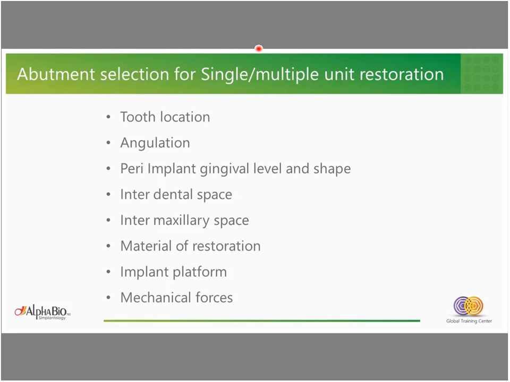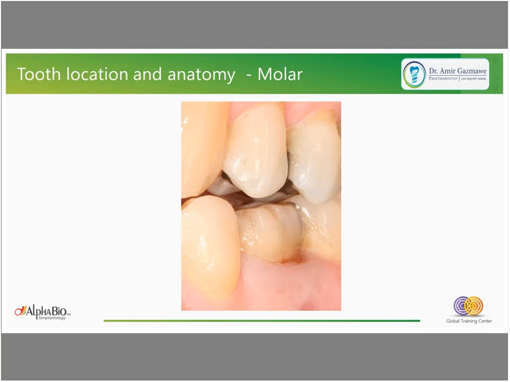The parameters that can influence the decision which abutment to use, mainly the tooth location, the angulation of the implant, the peri-implant gingival level and shape, the interdental space, the intermaxillary space, the material of restoration, implant platform, and of course the mechanical forces that can be implied on the abutment.